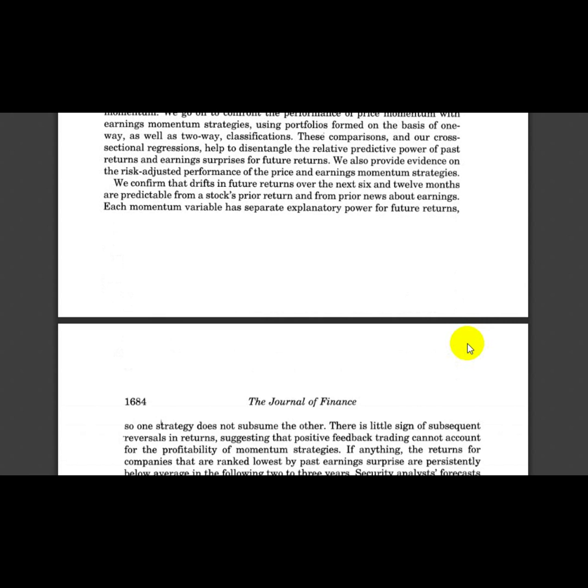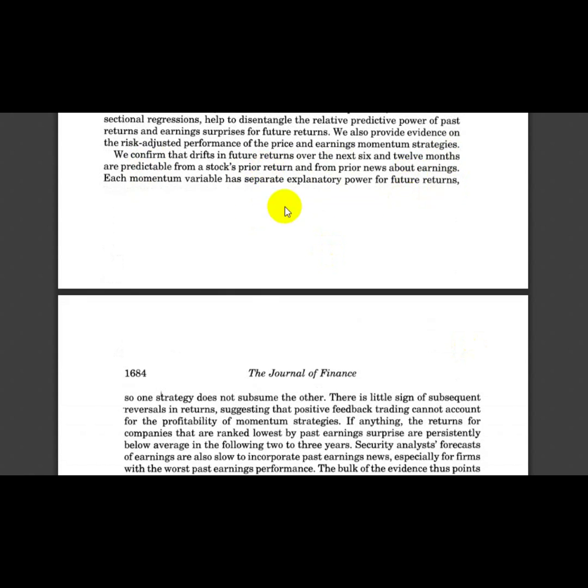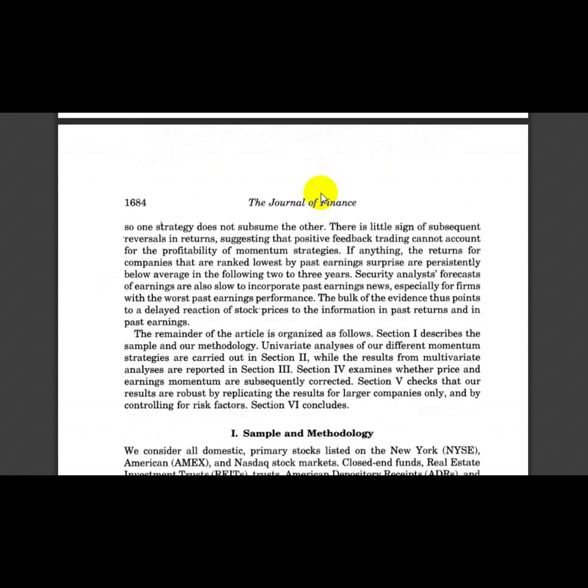They're also going to provide some evidence on the risk-adjusted performance of price and earnings momentum strategies. And in doing so, they confirmed that drifts in future returns over the next 6 to 12 months are predictable from stocks' prior returns, as well as their prior news about earnings, and that each momentum variable has separate explanatory power for future returns. So one strategy does not overtake any of the others. And they find that there are no reversals in the returns later on, so maybe positive feedback trading cannot account for the profitability of the momentum strategy.